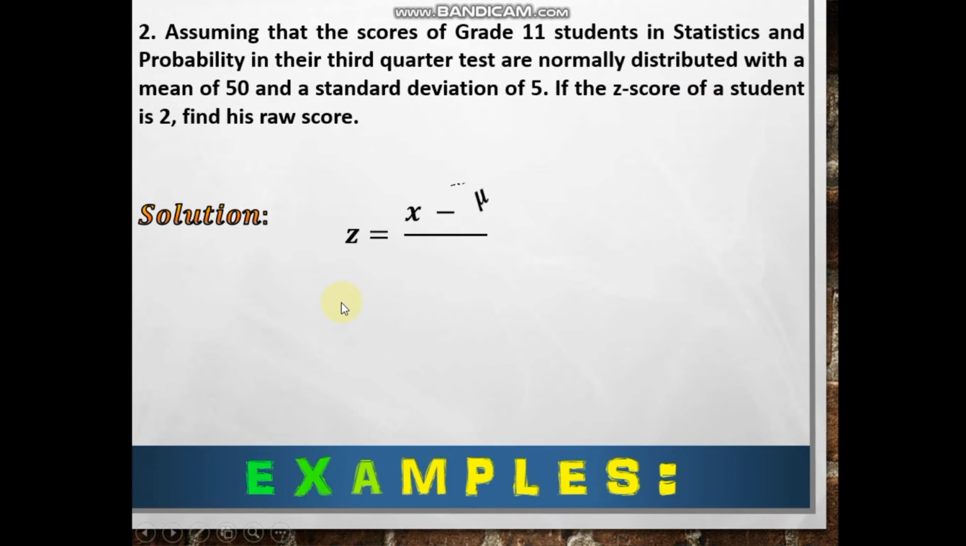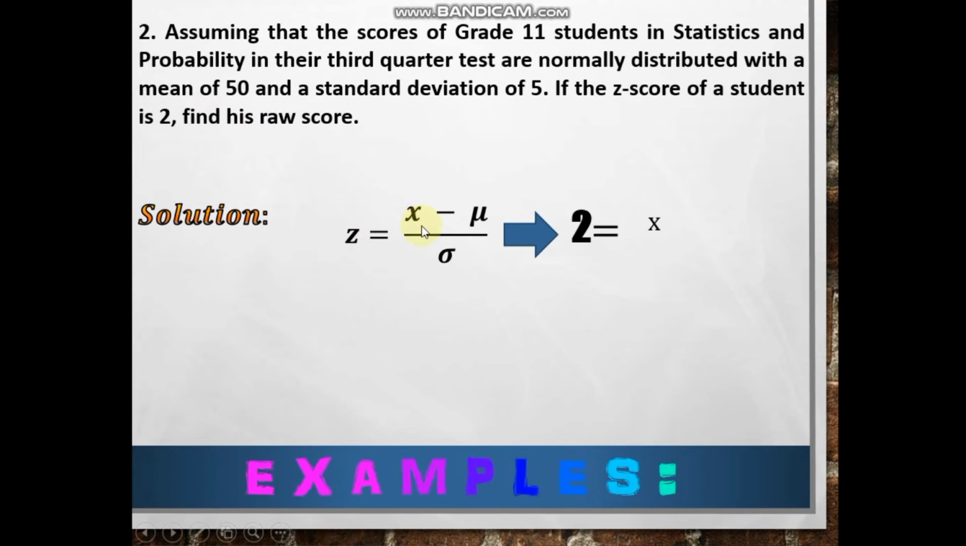So, we still use this formula. z is equal to raw score minus mean over standard deviation. So, given z that is equivalent to 2, that is equal to raw score, which is unknown, so x, minus mean, which is 50, divided by the standard deviation, that is 5. In solving an equation like this, you have two methods. It's either you multiply the whole equation by the common denominator, that's 5, or you can simply cross multiply.